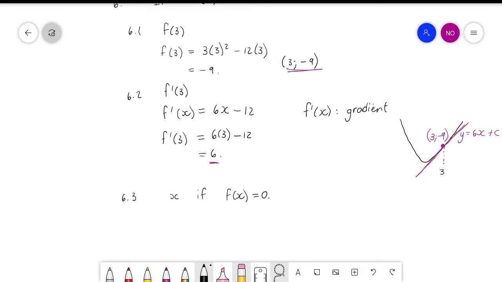Remember, this is a parabola. What happens when you set the equation of a parabola equal to 0? What are you calculating?